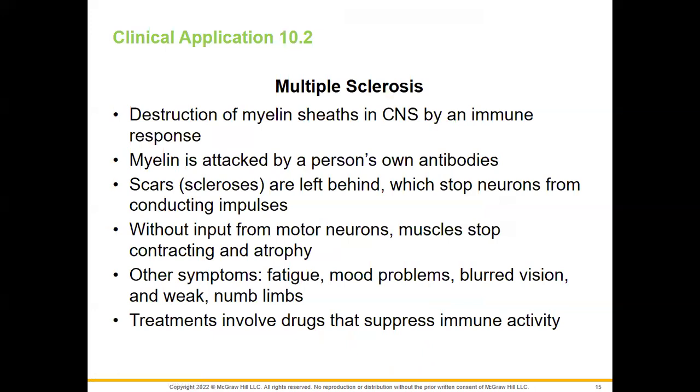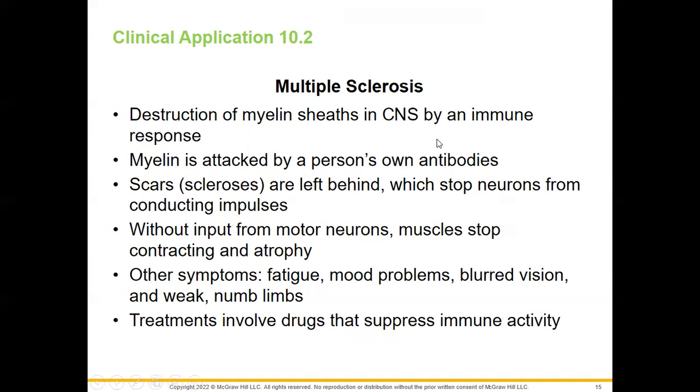Let's talk multiple sclerosis. Multiple sclerosis is a disease process that is relatively common. Multiple sclerosis is an autoimmune condition where the body attacks and destroys the myelin sheath of the axons in the central nervous system. Remember, we said that the myelin sheath will insulate and protect the axons. Well, in the central nervous system, for some individuals, the immune system will attack it and destroy it.